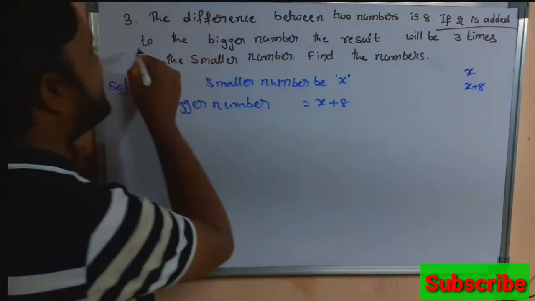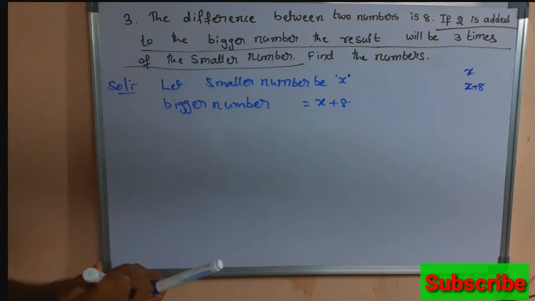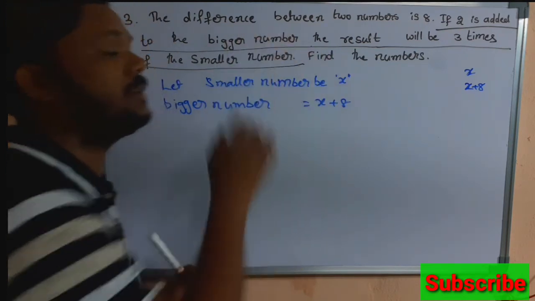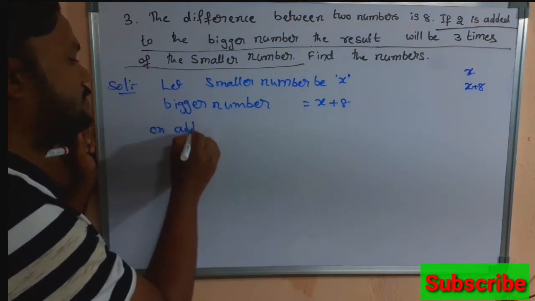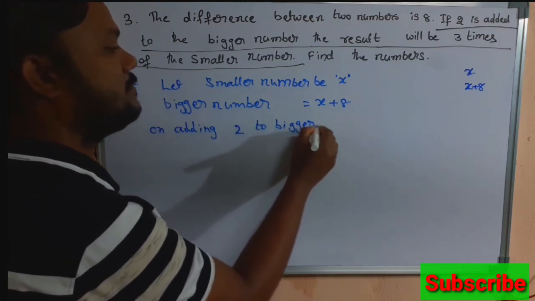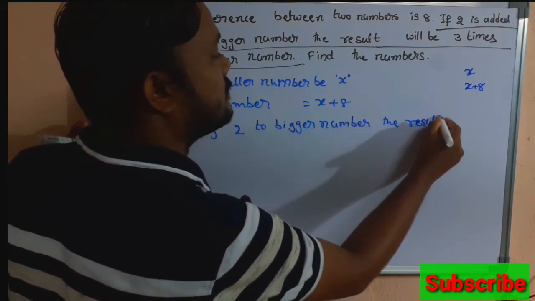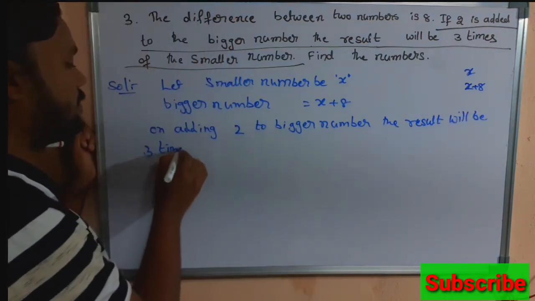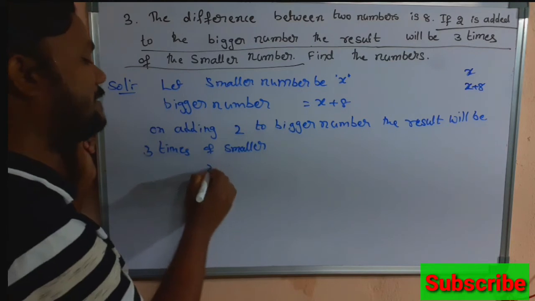If 2 is added to the bigger number, the result will be 3 times the smaller number. That means I'm adding 2 to the greater number or bigger number, and that will be 3 times the smaller number. So I'm adding 2 to the bigger number, the result will be 3 times the smaller number.